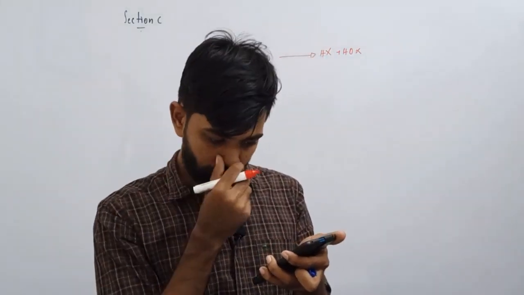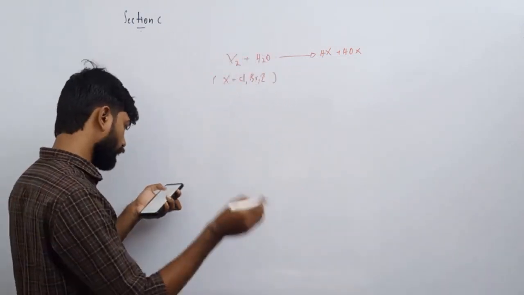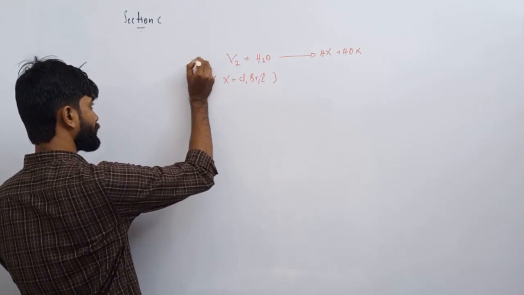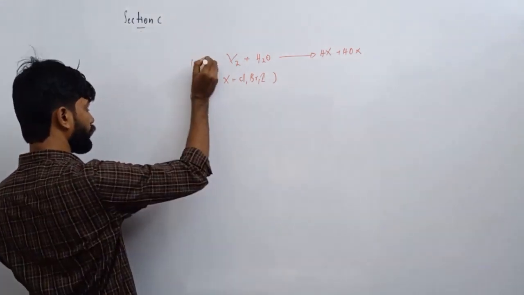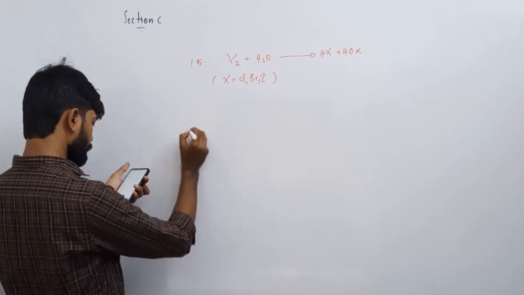So the choice is 1. The next is from electrochemistry, related to the electrochemical series. So question number 15 is okay. It will be chlorine, not fluorine. What about question number 17?